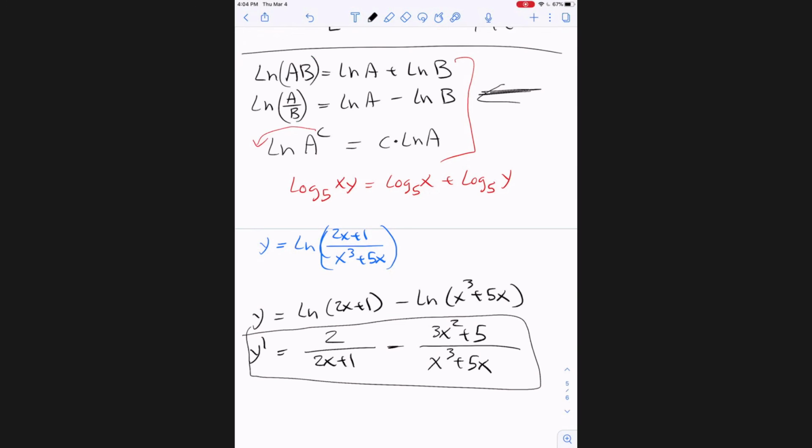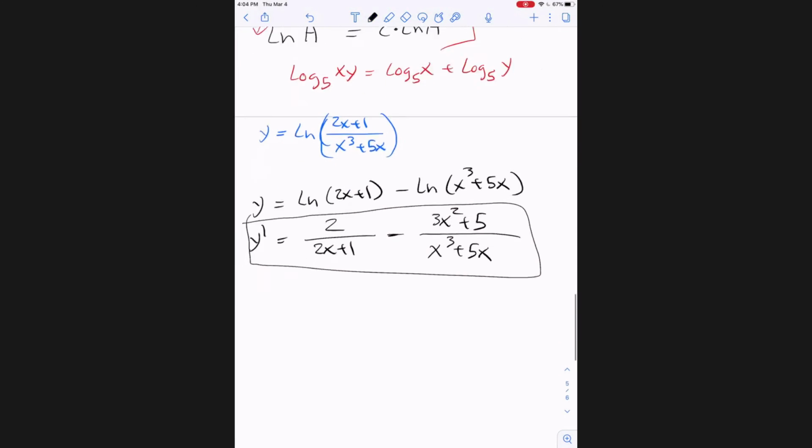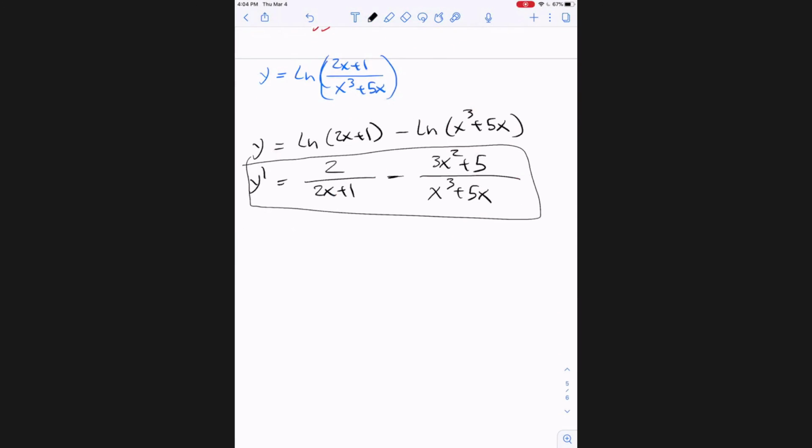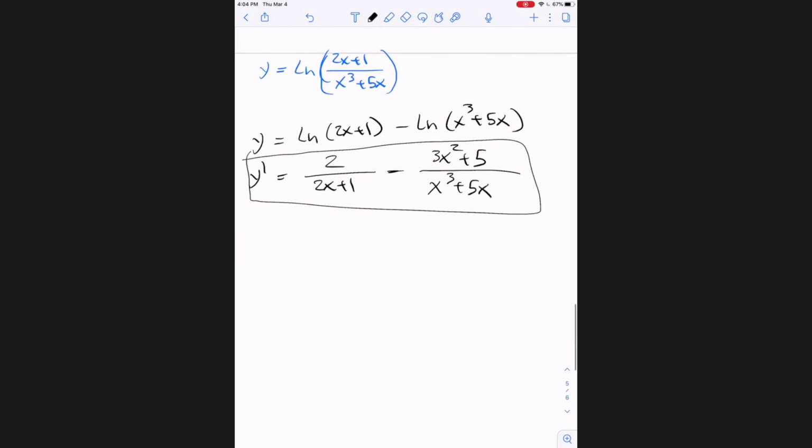Are we good so far? All right, now let's talk about logs in other bases. So far, am I going too fast, by the way?